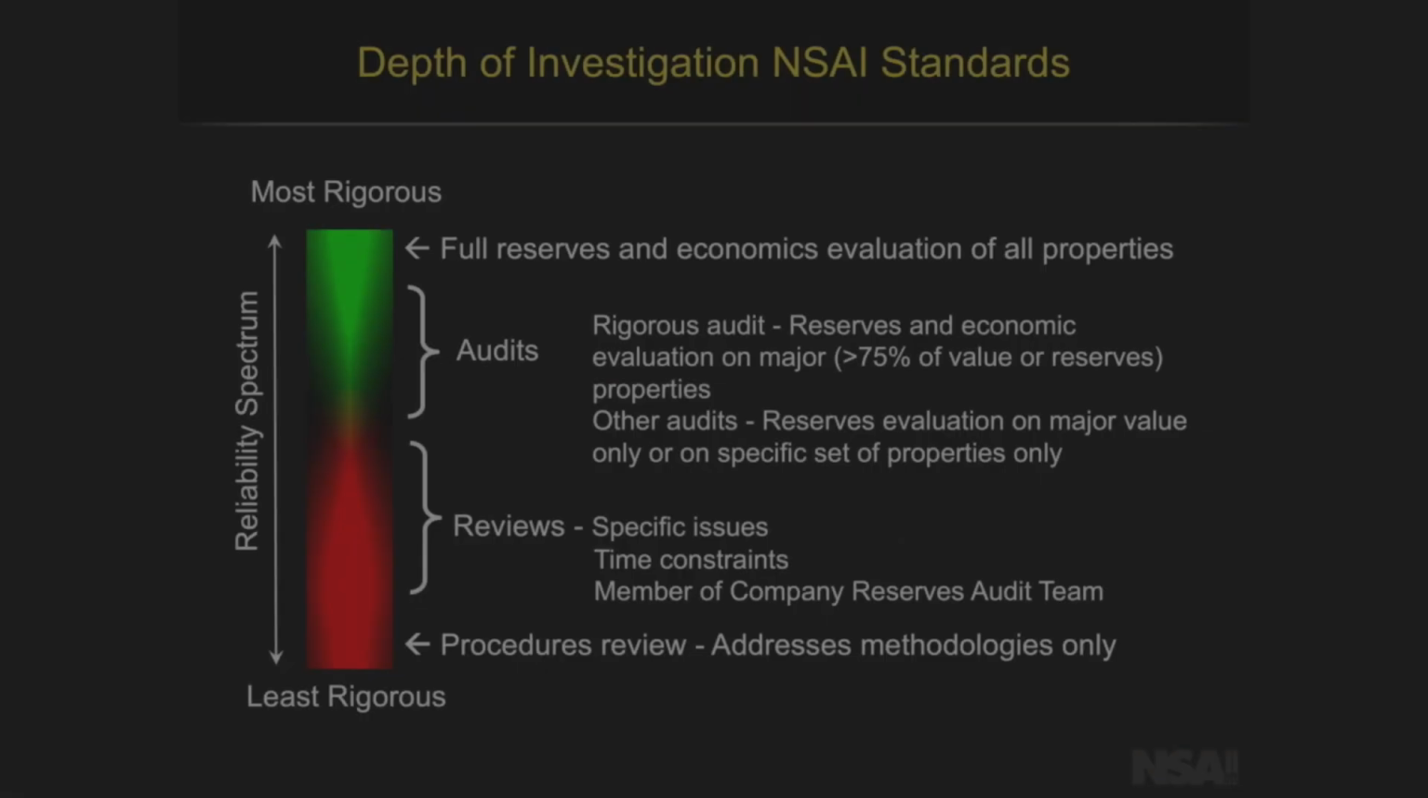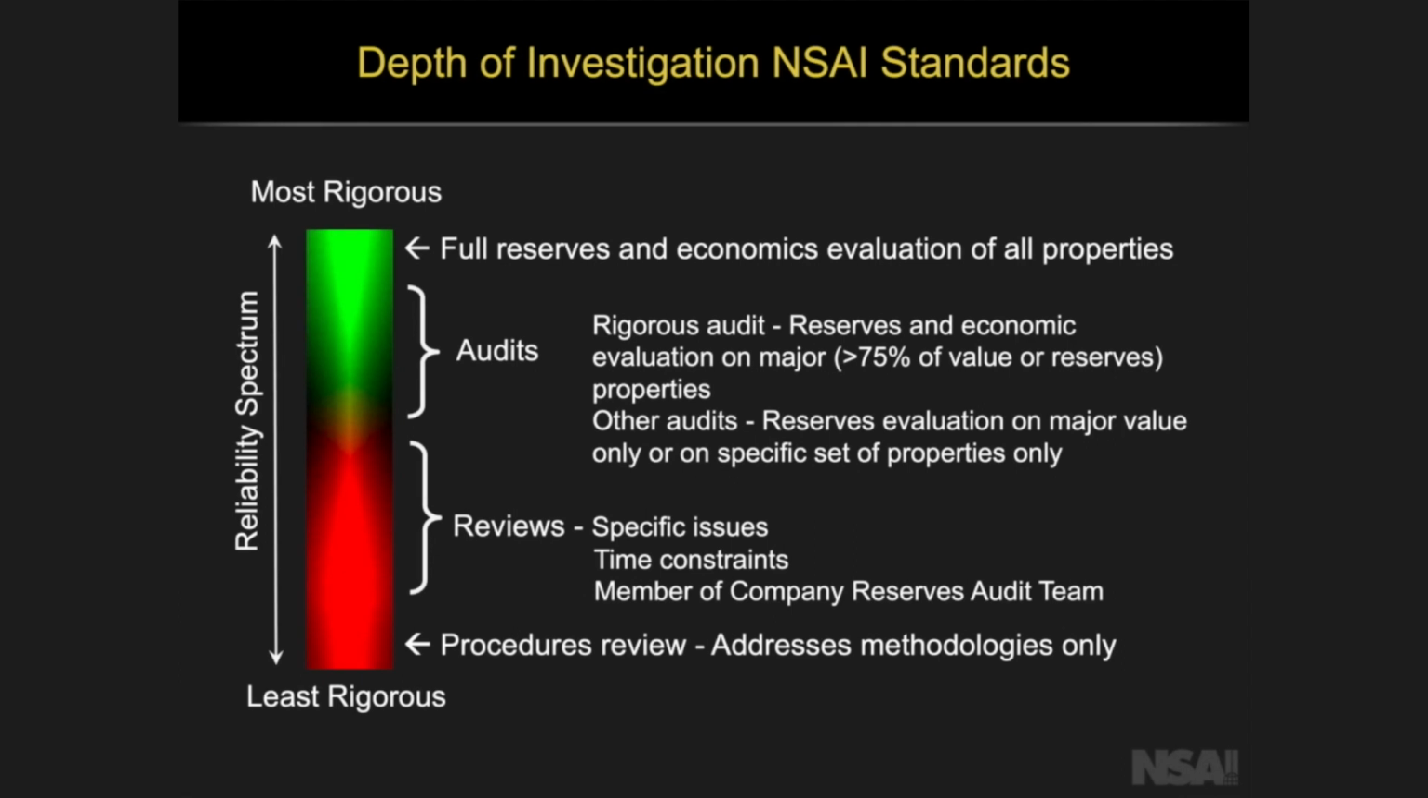So just a little bit more on the different types of reports that are out there. You can see on this chart, there's the least rigorous on the bottom and the most rigorous on the top. That's the reliability spectrum. On the top is a full reserves and economics evaluation, where we go in and look at the independent data and come up with our own evaluation and pull out a full report on all those assets.